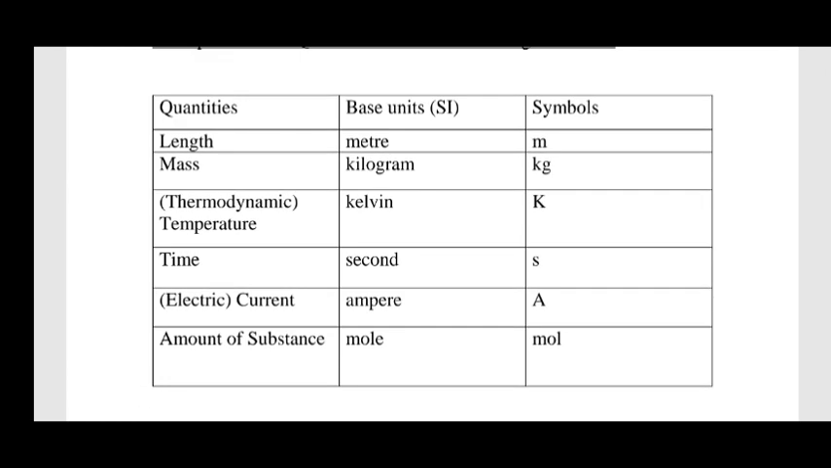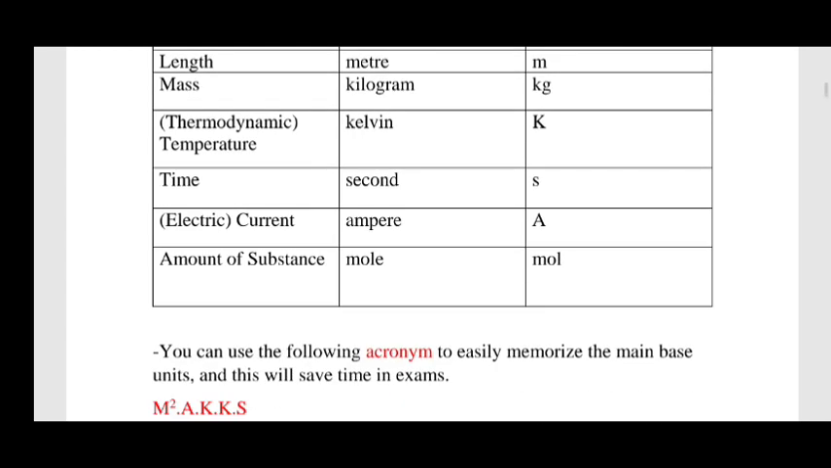We have length, which is in meter. The mass is the kilogram. The temperature is the Kelvin. For time it is the second. For current it is the ampere. For amount of substance it is the mole. And the symbols are given in the third column.